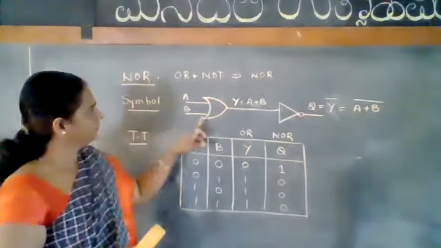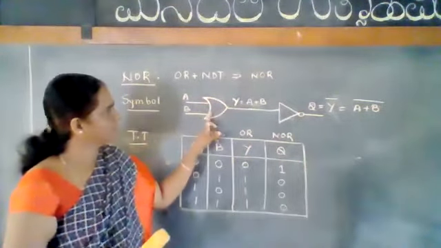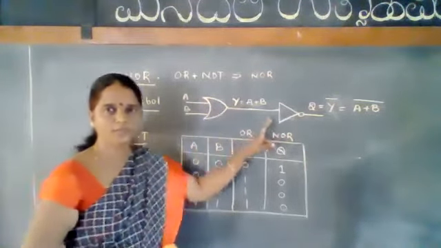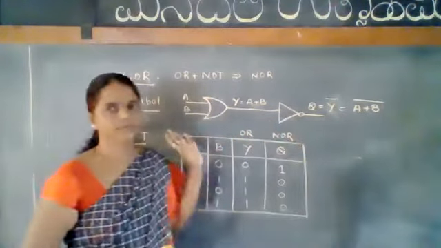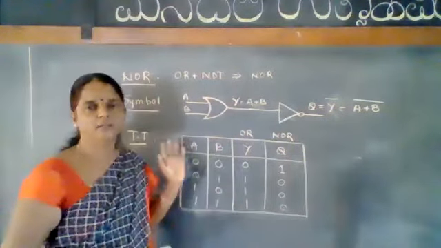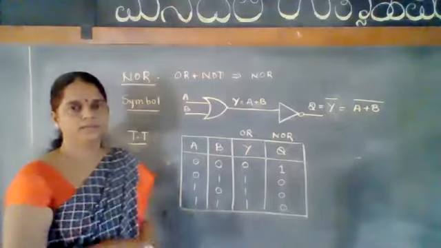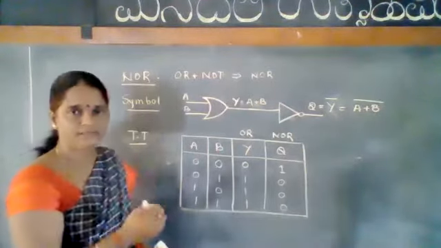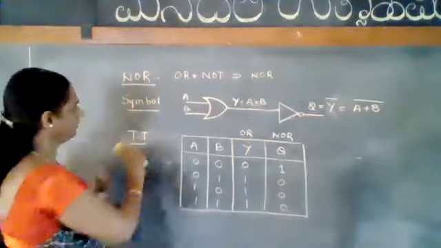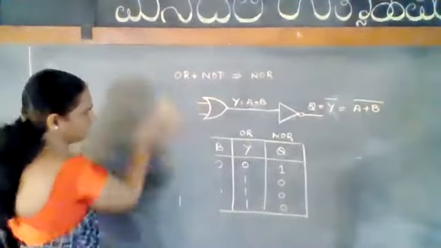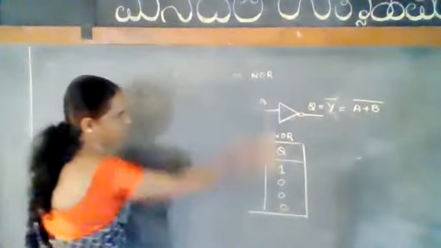Okay. So for the working, you can write this combining OR gate with the NOT gate. What you are going to get, that itself is the working. Okay. This is about AND gate and NOR gate. Now the last gate, that is the XOR gate.